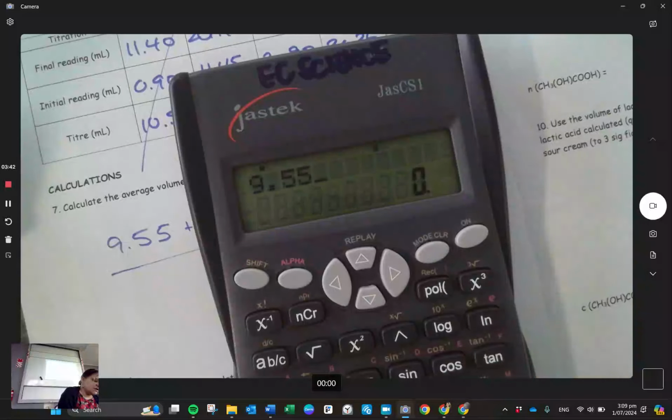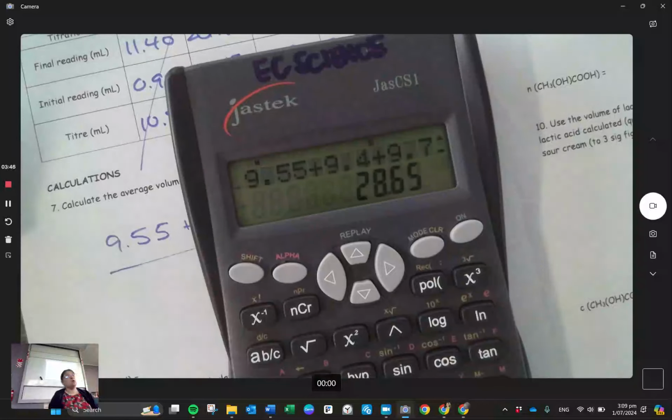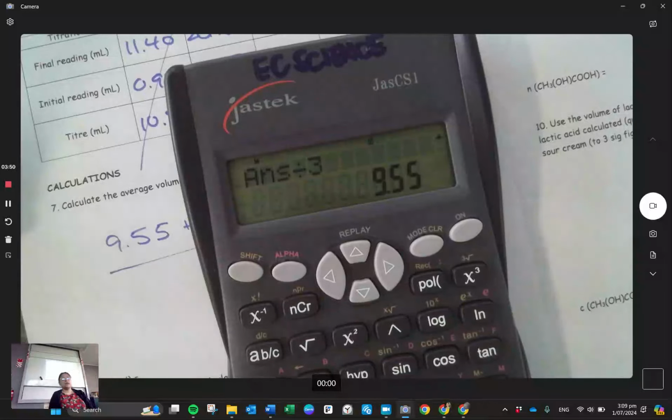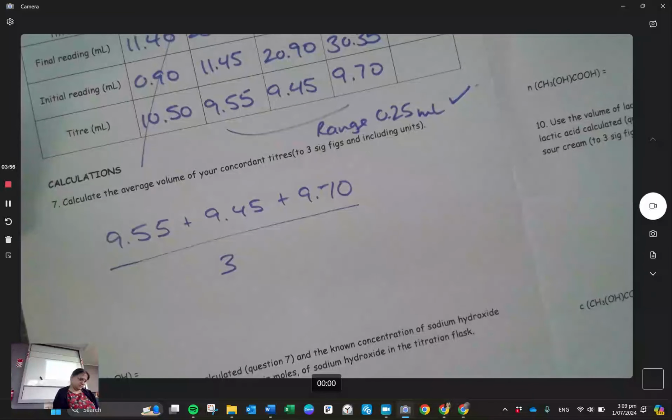So 9.55 plus 9.45 plus 9.7. Hit the enter button or put things into brackets. Then divide by 3. Now I got 9.55. Did I do that right?